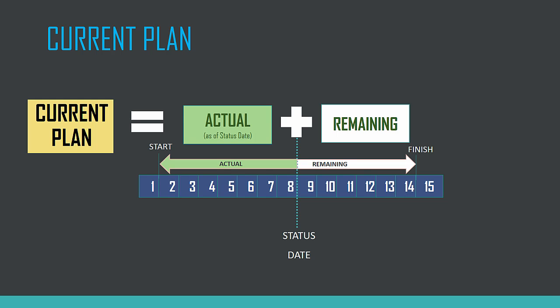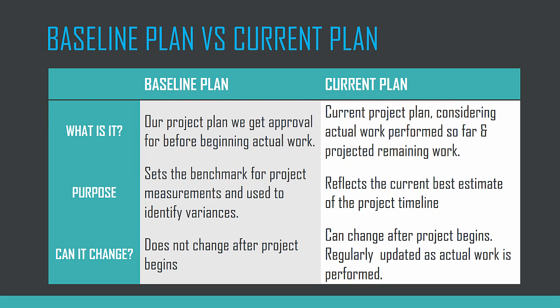It is to be noted that the project manager received the approval earlier for the baseline plan. And so if the current plan deviates in cost or timeline significantly from the baseline plan, then a new approval may be necessary. Now let's take a step back and summarize the two plans that we have seen so far, the baseline plan and the current plan. The baseline plan is the project plan that we got the approval for before we began the actual work. The current plan is the current project plan considering actual work performed so far and the projected remaining work.